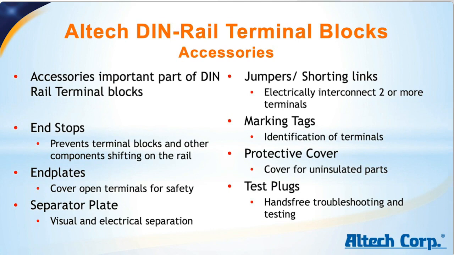Marking tags are very important. They come blank and they can be imprinted for better identification of wires and terminal blocks. Protective covers are provided for safety when open terminals are used or uninsulated jumpers. And also for some terminal blocks there's test plugs available, and test plugs are usually inserted into jumper slots, and what they do is they provide options for test probes to be inserted for various test and measurement purposes.